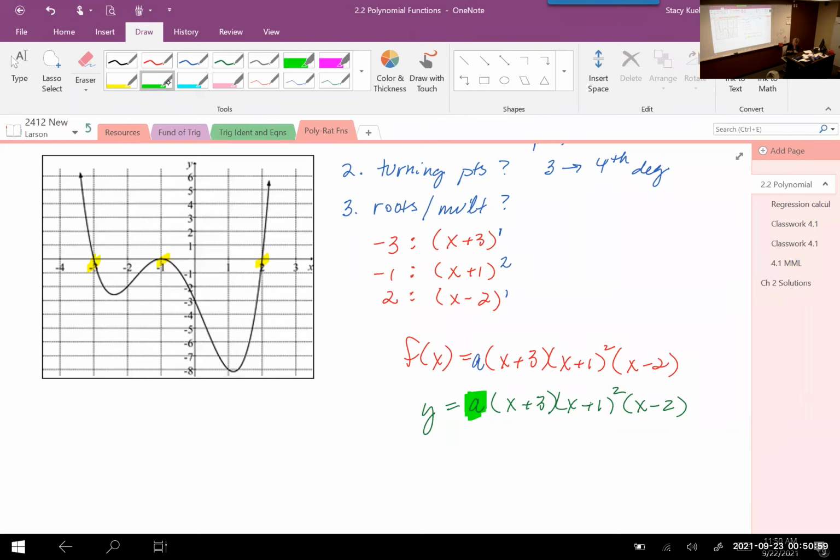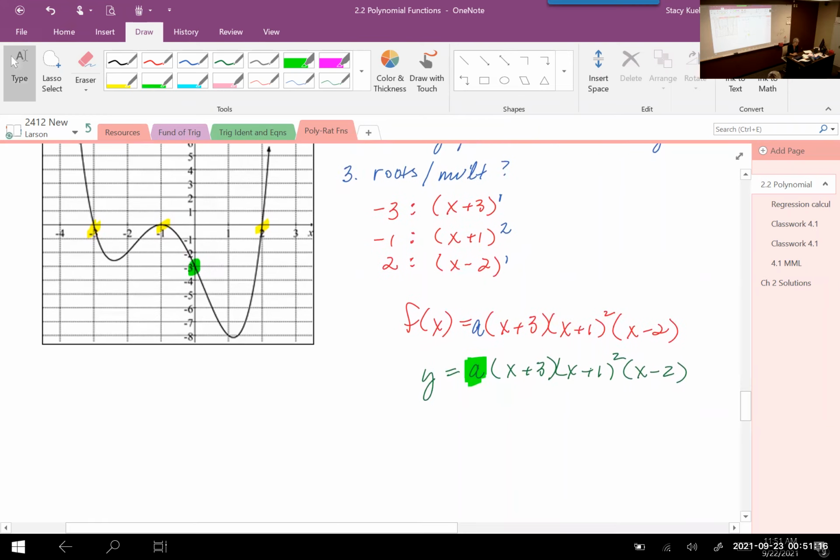But there is one particular point that would be the easiest to use, and that is this one right here. I can clearly identify that y-intercept as (0, -3). So I'm going to let y be equal to -3 and x be equal to 0.